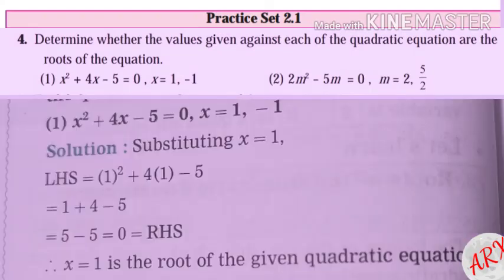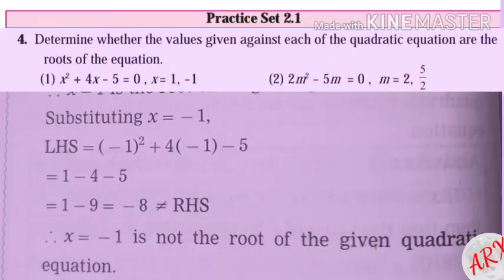Now question number 4. Determine whether the values given for each of the quadratic equations are the roots of the equation. First, x square plus 4x minus 5 equal to 0. x equal to 1 and minus 1. First we will put x equal to 1. So we will get 1 square plus 4 into 1 minus 5. After solving, we will get LHS equal to 0, which is equal to RHS. Hence, 1 is the root of the given quadratic equation.